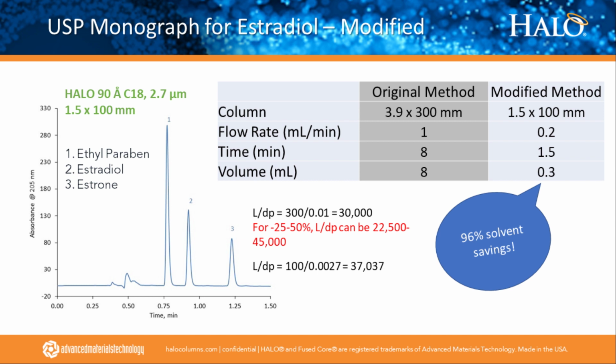So comparing the original method, which is run on a 3.9 by 300 millimeter column at 1 mL a minute for a total of 8 minutes, gives you 8 mL of volume. This is compared to the modified method on the 1.5 by 100 millimeter column, run at 0.2 mL per minute for 1.5 minutes, gives you a volume of 0.3. What that does is it gives you 96% solvent savings, and you can see here we're clearly in the range of that L to DP ratio at 37,037.